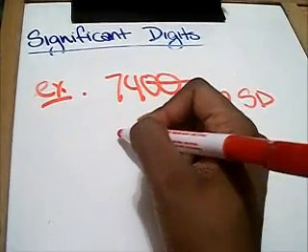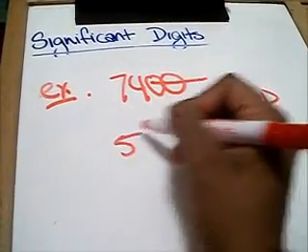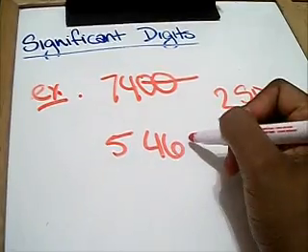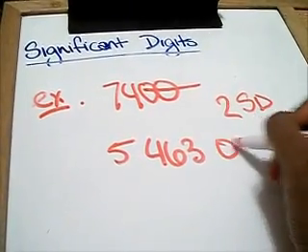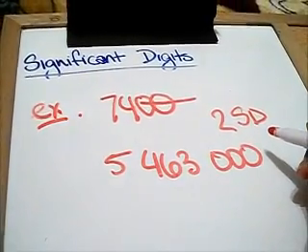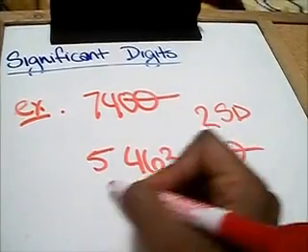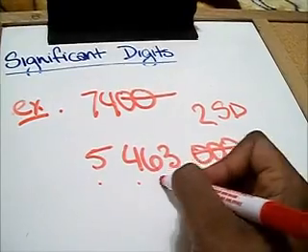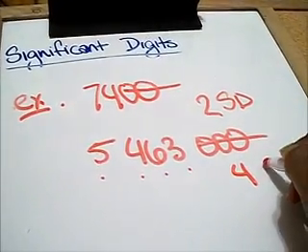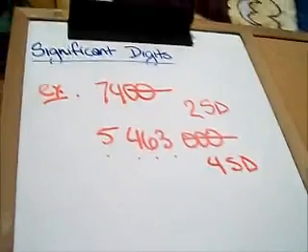Here's another example. If you had 5,463,000, you'd cross off all the zeros coming from the right, and you're left with 4 significant digits. 1, 2, 3, 4. 4 significant digits.